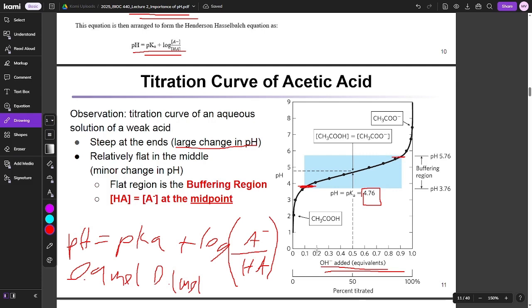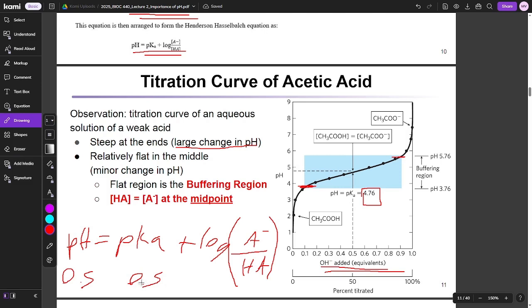You can see that if we add 0.2, this would be 0.8, this would be 0.2. If you add 0.3, 0.7, 0.3. If you add 0.4, 0.6, 0.4. You see a pattern here. As we add more base, the amount of conjugate base goes up, but the amount of acid goes down. If we get to this point here at 0.5, you'll notice something interesting: we get 0.5 and 0.5. They're equal.